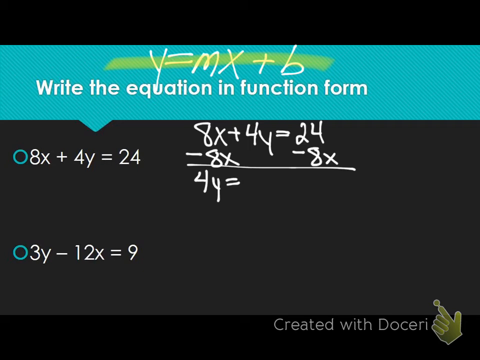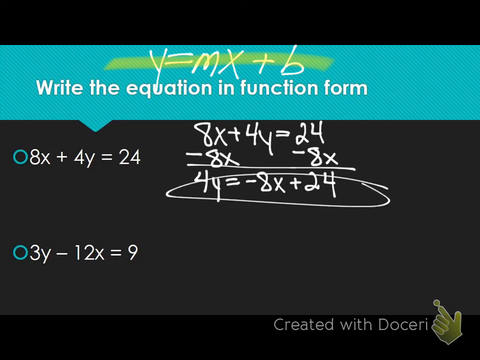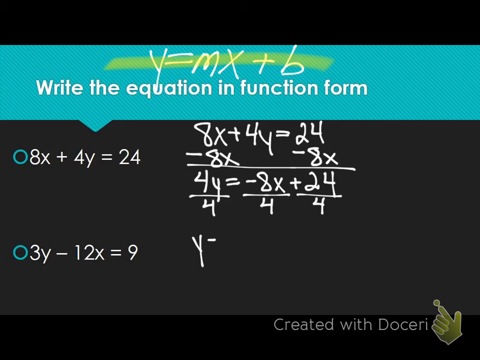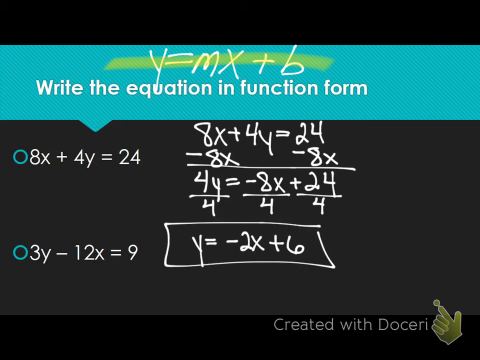What does slope-intercept form say? The term with the x comes first. So negative 8x plus 24. All right, so I'm done. This is my answer, right? No. What do I have to do now? Divide both sides by 4, everything by 4, and you get your answer in slope-intercept form.